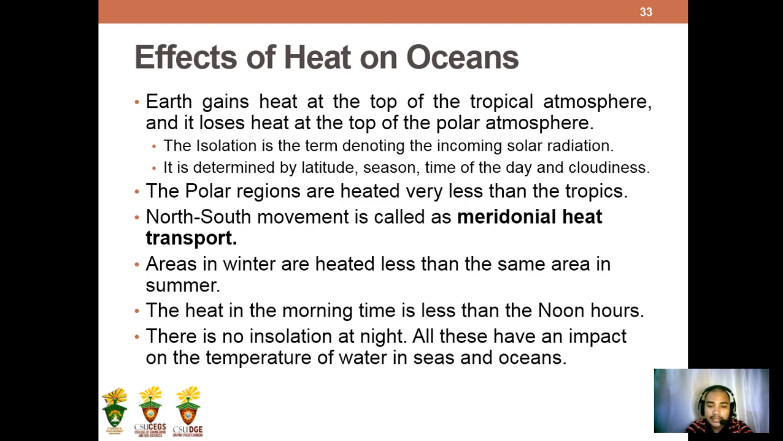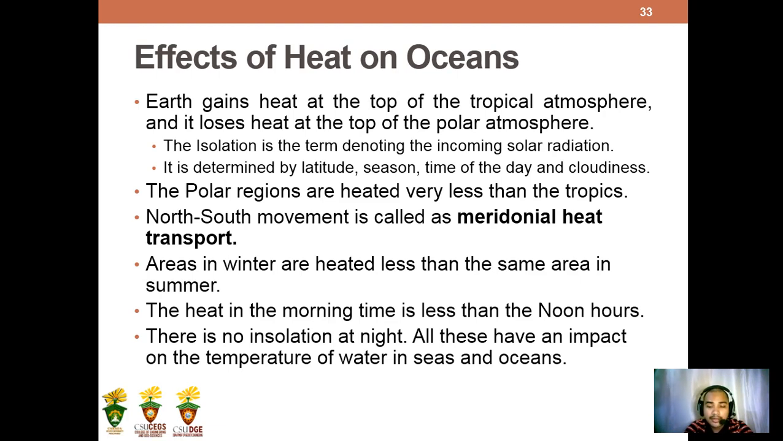Areas in winter are heated less than the same area in the summer. So in winter, we experience only a little heat compared to summer. In summer, it is very hot and the sun is high. Then the heat in the morning is less than at noon, as expected. It is hotter at noon compared to the morning. Then there is no insolation at night. At night, there is no sun, so there is no solar energy.